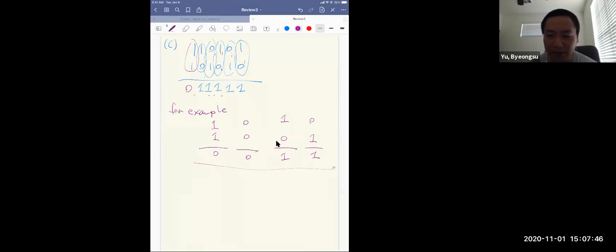So that's why I mentioned that it is not exactly addition, but it is actually called exclusive OR. But I will not go too far into that. Just remember that if you have the same number on the same digit, then it is just 0. So the answer is 0, 1, 1, 1, 1, 1.